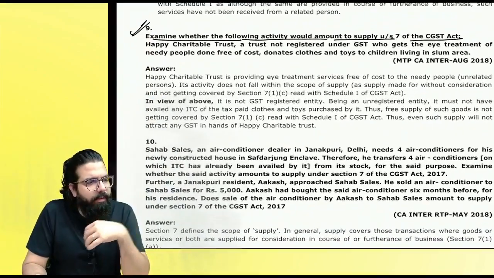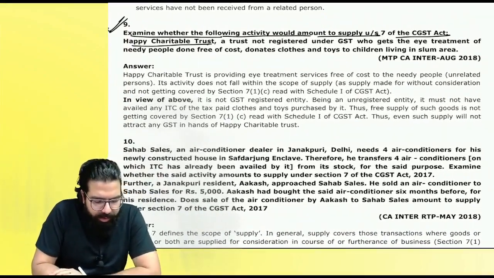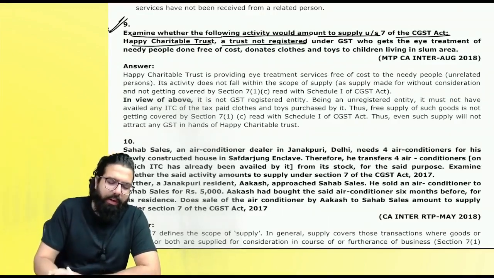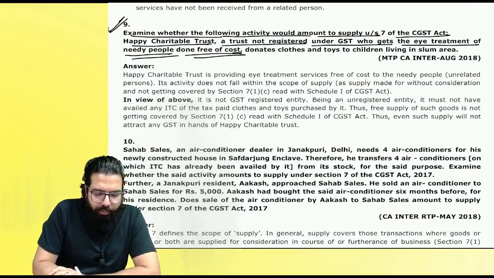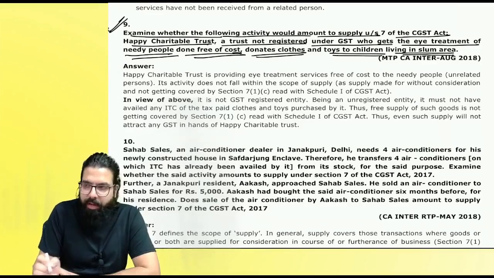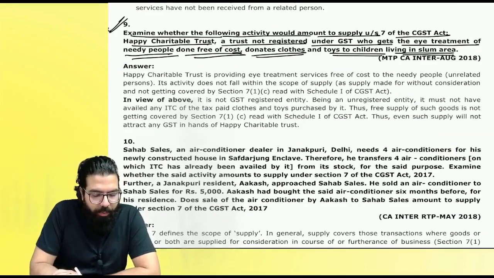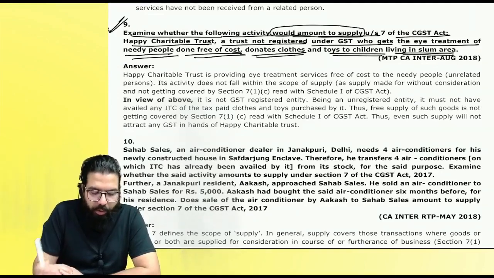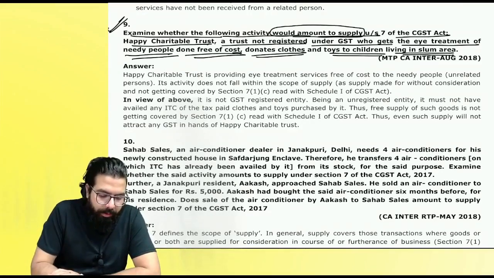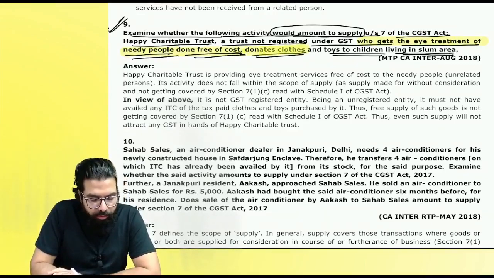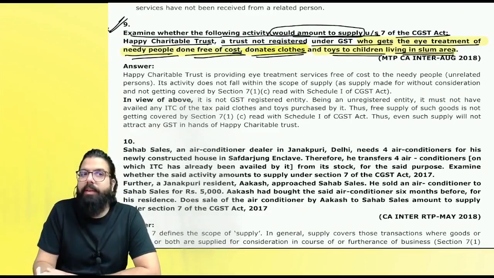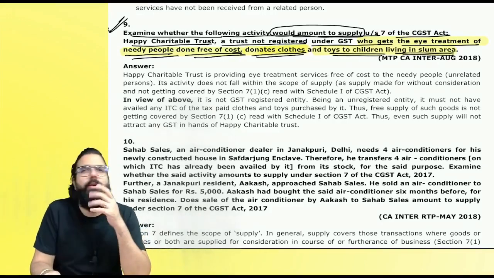It says Happy Charitable Trust. A trust not registered under the GST gets the eye treatment of needy people done free of cost and donates clothes and toys to children living in a slum area. Listen to me very carefully. Whether the following activity would amount to supply. First of all, what are they doing? They are getting the eye treatment of needy people done free of cost, and donating clothes and toys to the children in the slum area. My question over here, what are they doing?